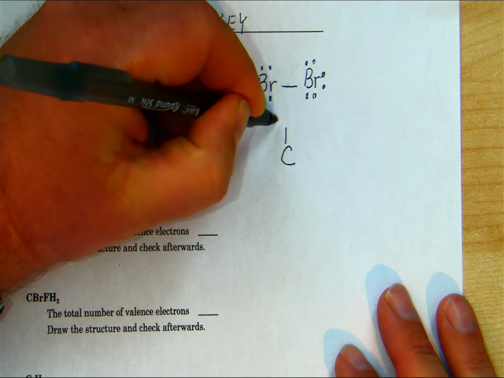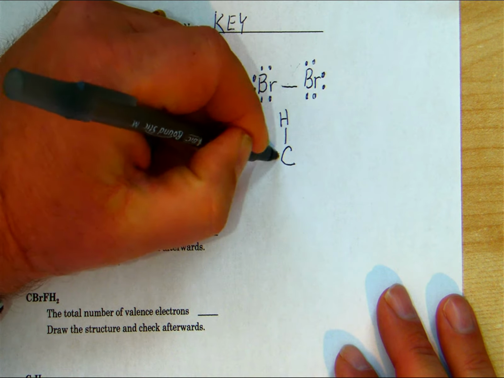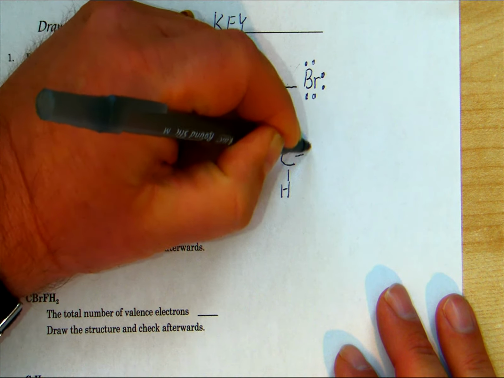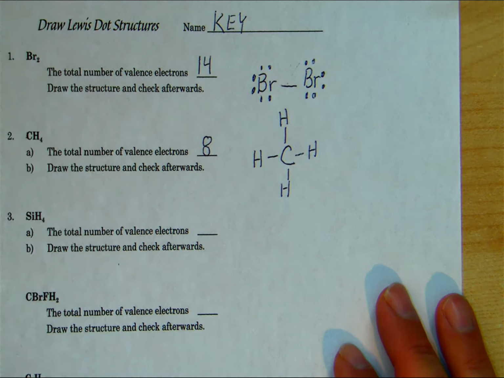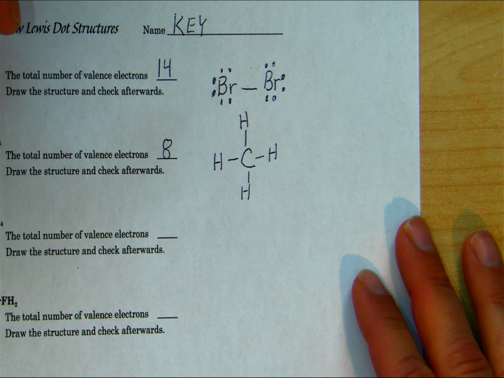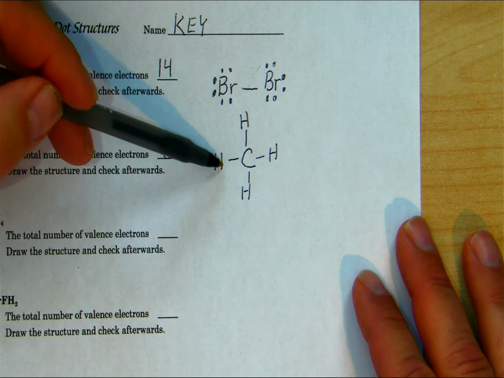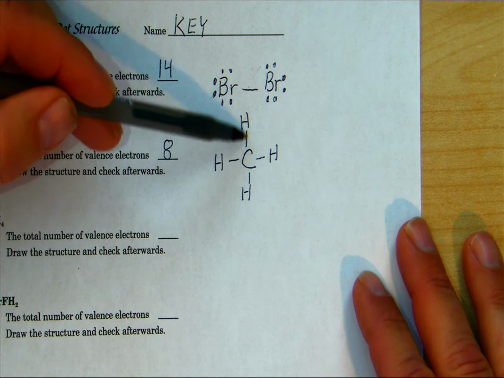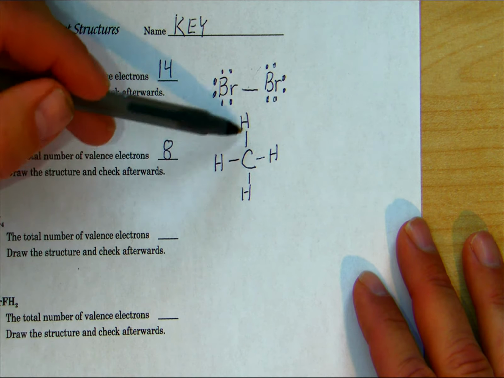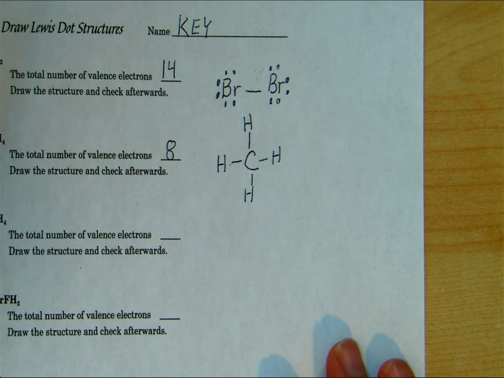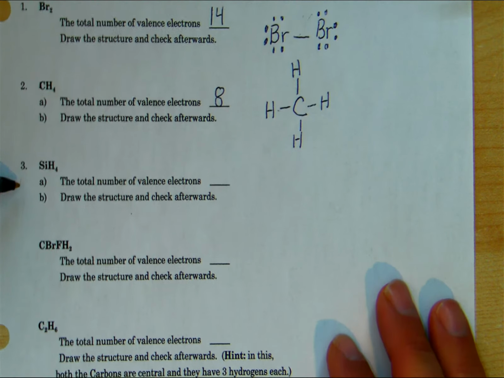Hydrogen is going to have a single shared pair, I should say. I've just used up 8 electrons. Each hydrogen is satisfied because it has the 2 valence electrons that it wants. The carbon is satisfied because it has the 8 electrons in shared pairs that it wants. Number 3.